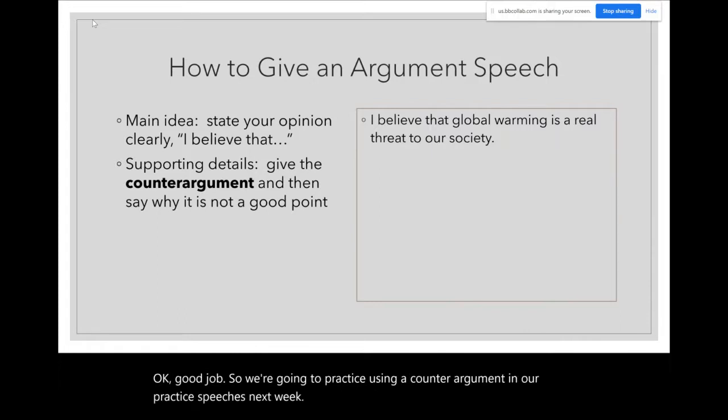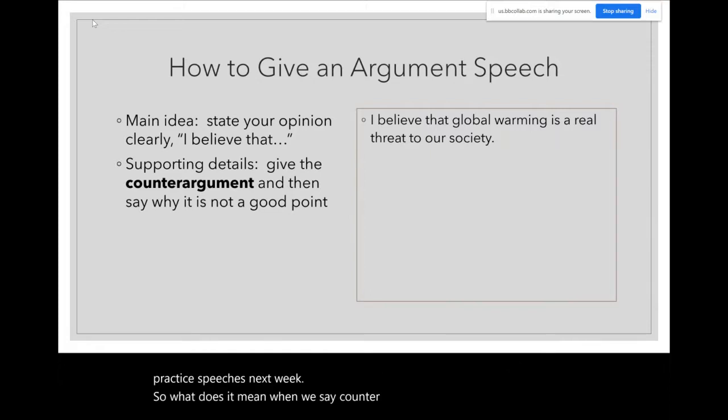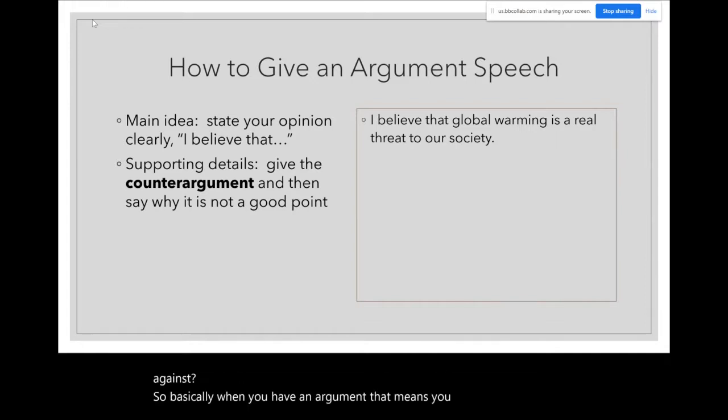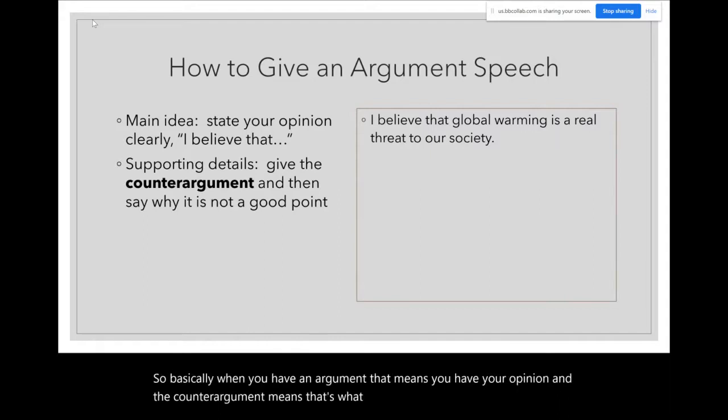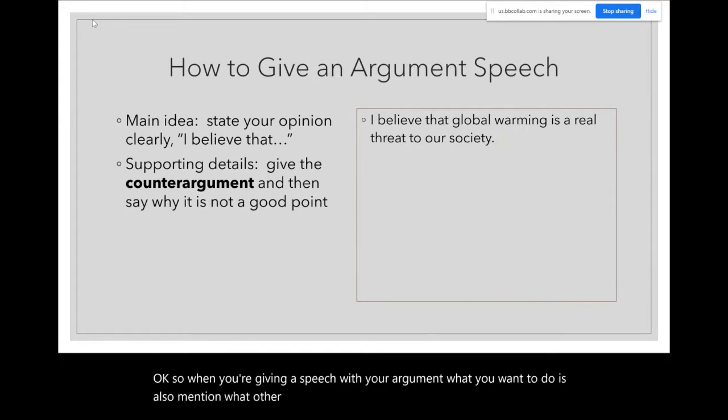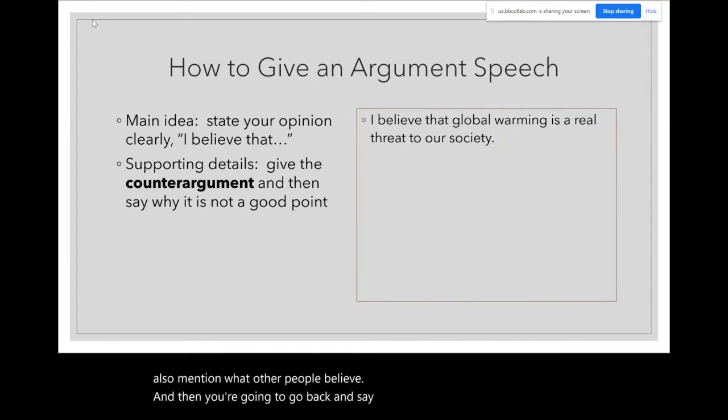So what does it mean when we say counter argument? Well, counter means against. So basically, when you have an argument, that means you have your opinion, and the counter argument means that's what the other people think. Okay, so when you're giving a speech with your argument, what you want to do is also mention what other people believe, and then you're going to go back and say why that's not good.